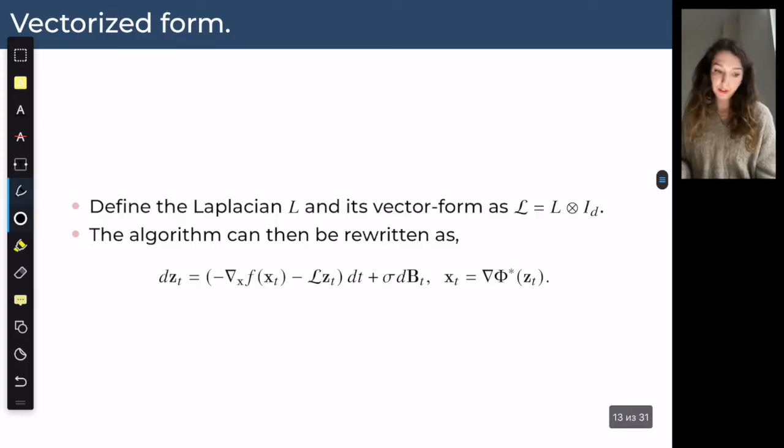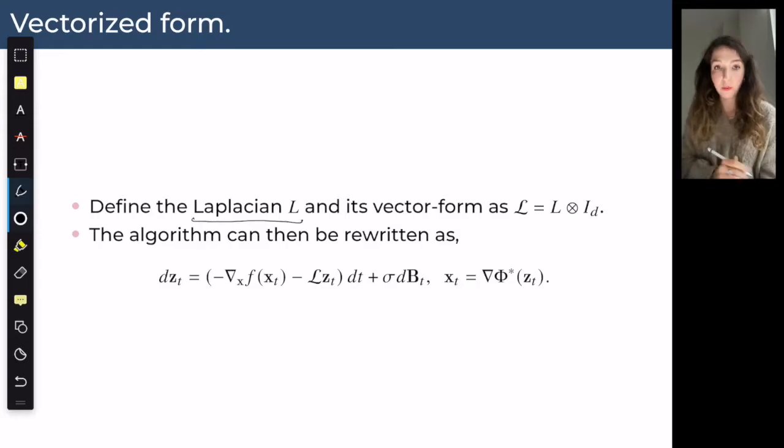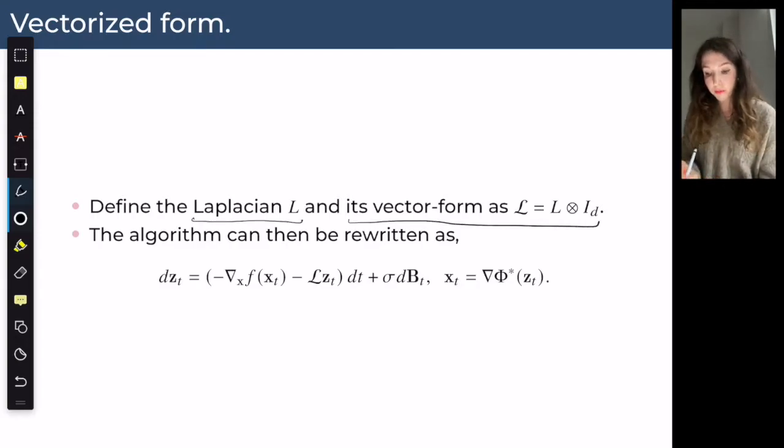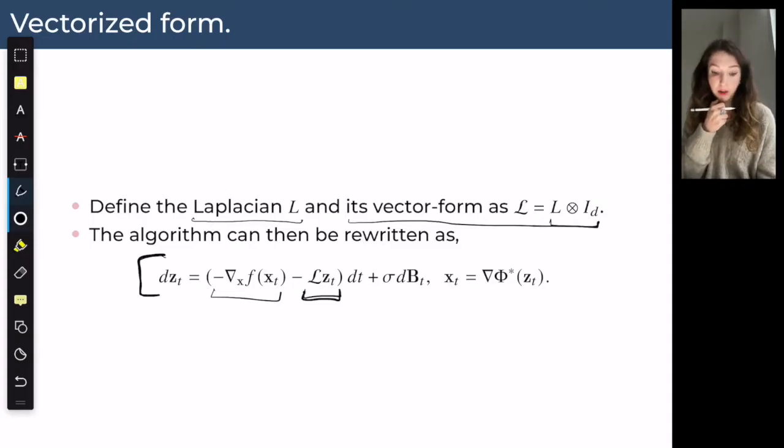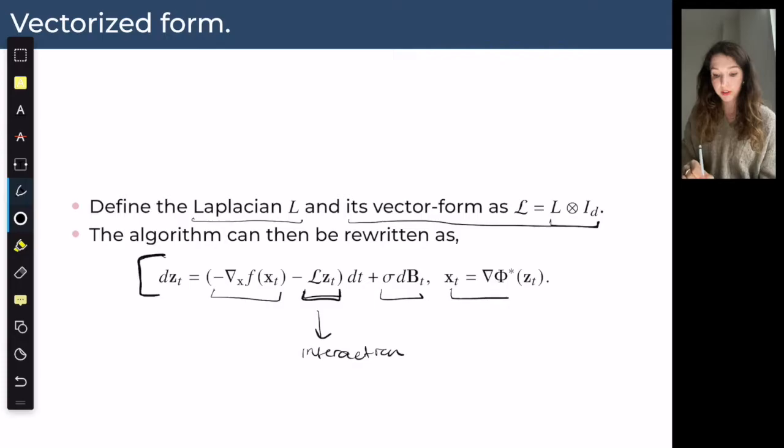A thing that will be convenient to work with as well is these dynamics in vector form. So if we define the Laplacian to be L, its vector form can be written as this curly L, this L tensor I_d. And then we can rewrite the algorithm in just a convenient vector form in this way. So again, we have our gradient term, we have this curly L multiplying with this Z_t. This is our interaction part. And then we have this stacked vector of the Brownian motions, and as usual we make then our projection back into X_t using this convex conjugate gradient.